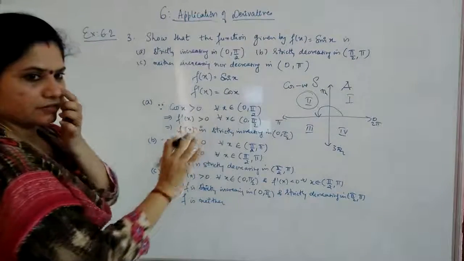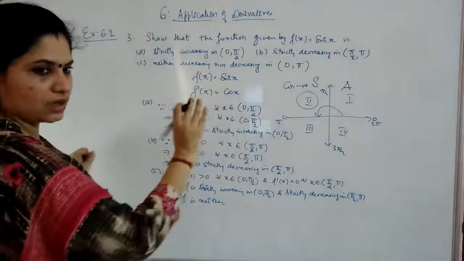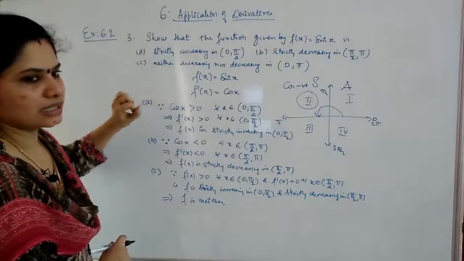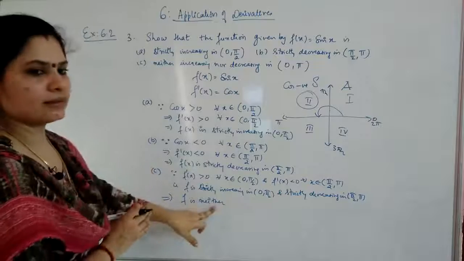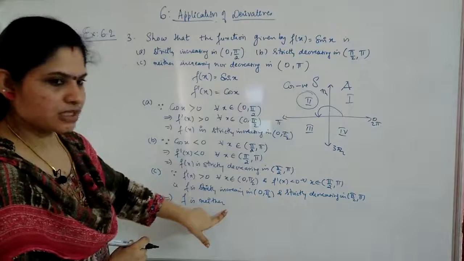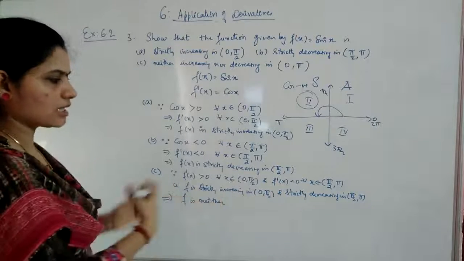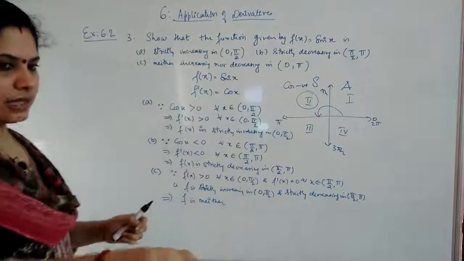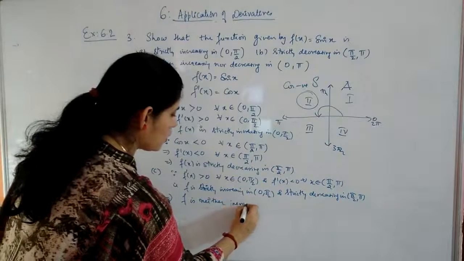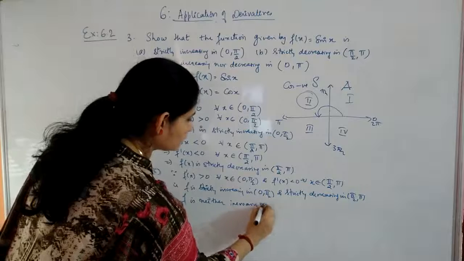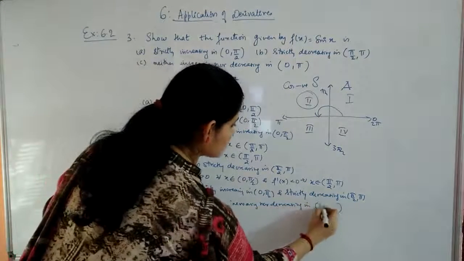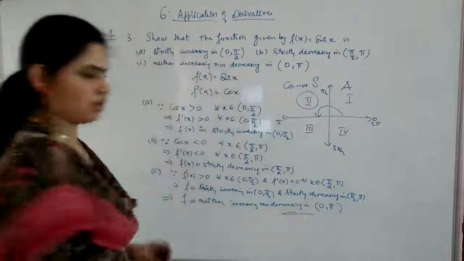So throughout the interval, if it is either increasing or decreasing, then only we will say that the function is in total decreasing or increasing. But if both things are happening in the same interval, when the interval changes, the concept is changing. That is, it is giving you both increasing as well as decreasing in certain parts, right? So you will say that the function is neither increasing nor decreasing in this interval, that is 0 to pi, it is neither nor.